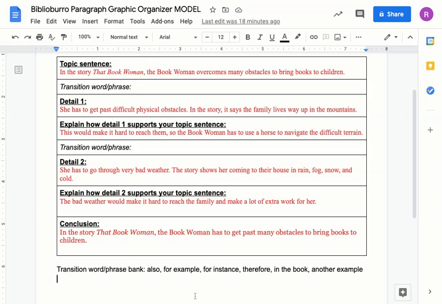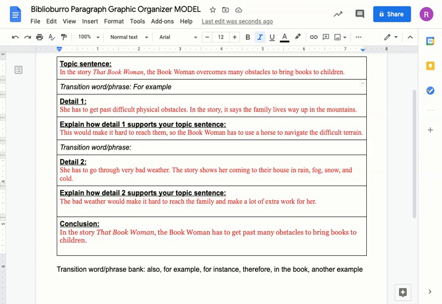I think a great transition word or phrase for this particular instance would be for example. Now let's read it with the transition phrase in there and see how it flows. In the story That Bookwoman, the bookwoman overcomes many obstacles to bring books to children. For example, she has to get past difficult physical obstacles. In the story, it says the family lives way up in the mountains. That works really, really well for the first example.